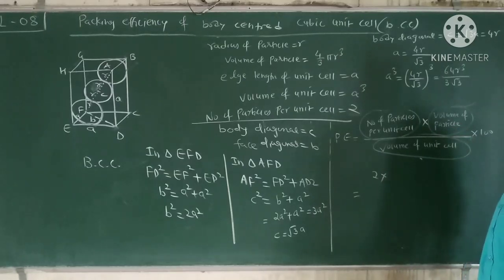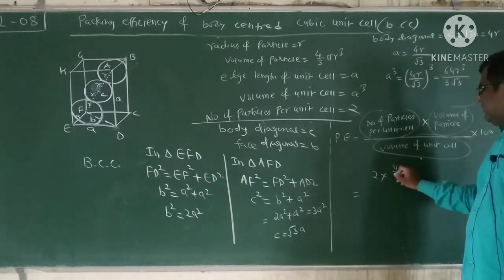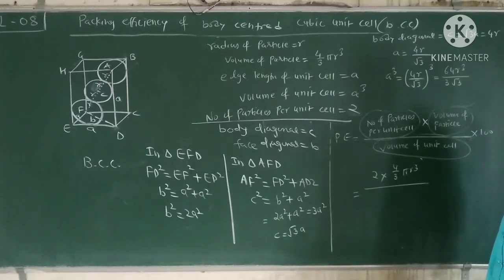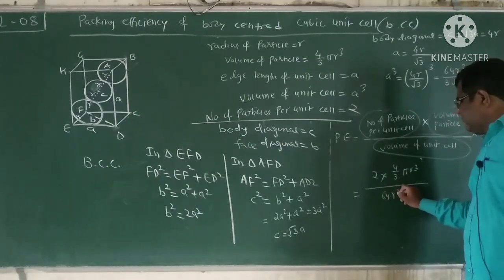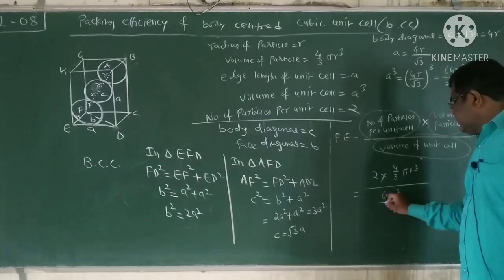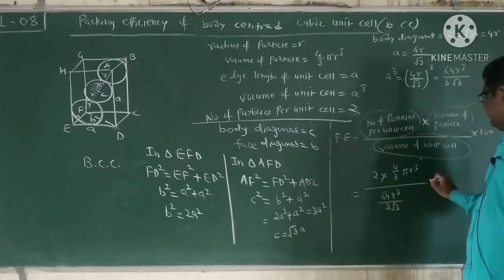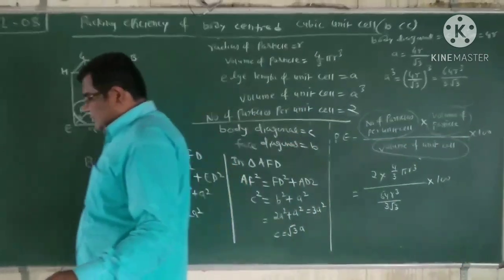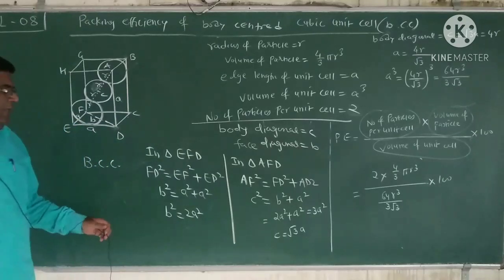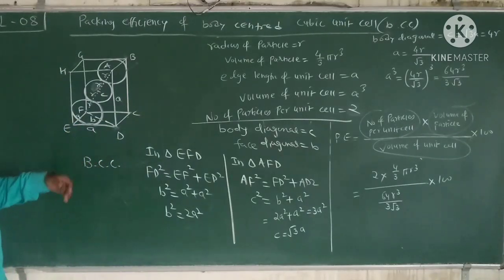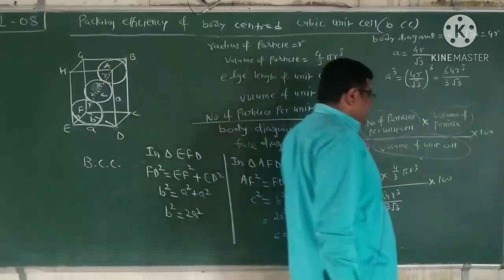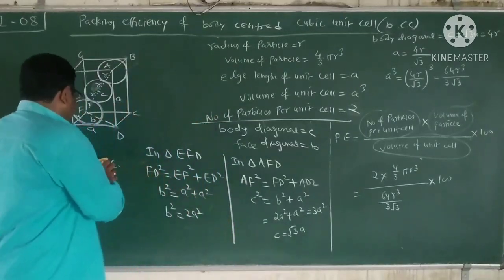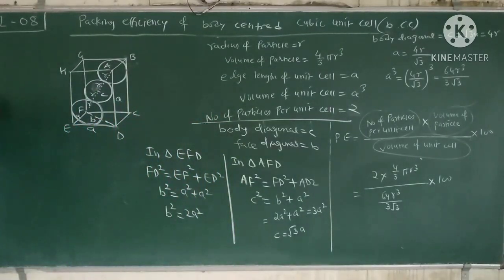Volume of particle is 4 by 3 pi r cube divided by volume of unit cell is 64 r cube divided by 3 root 3, multiplied by 100. We can simplify that part. That part I will write here because space is not sufficient there. So you just see carefully how changes are making here.